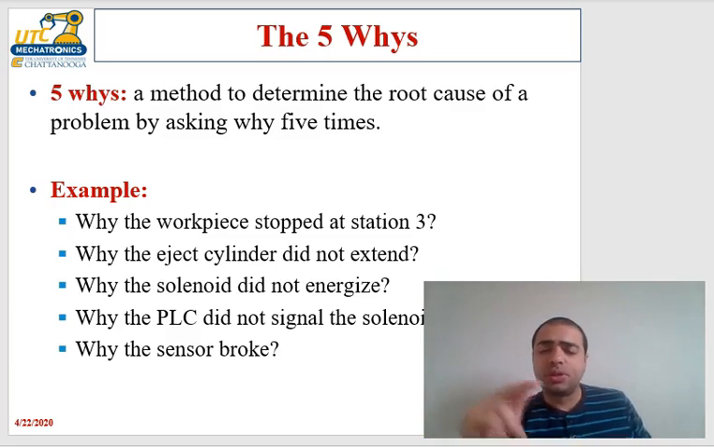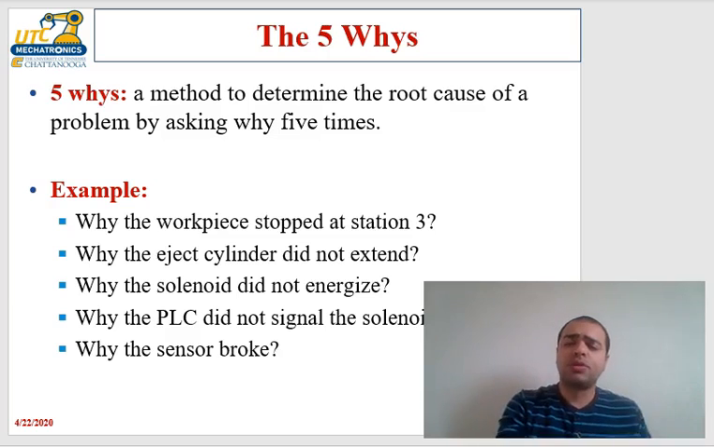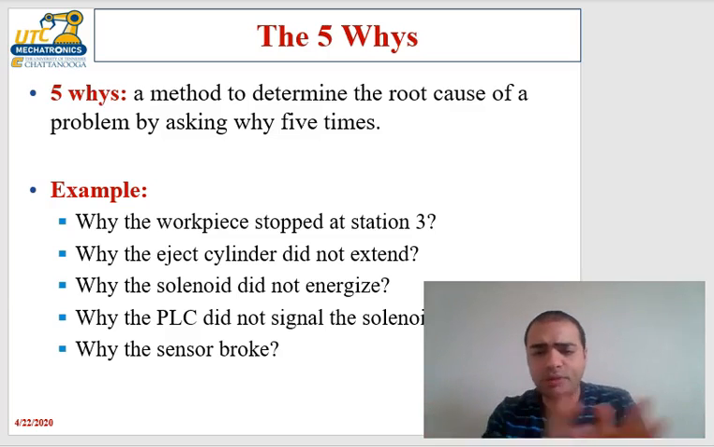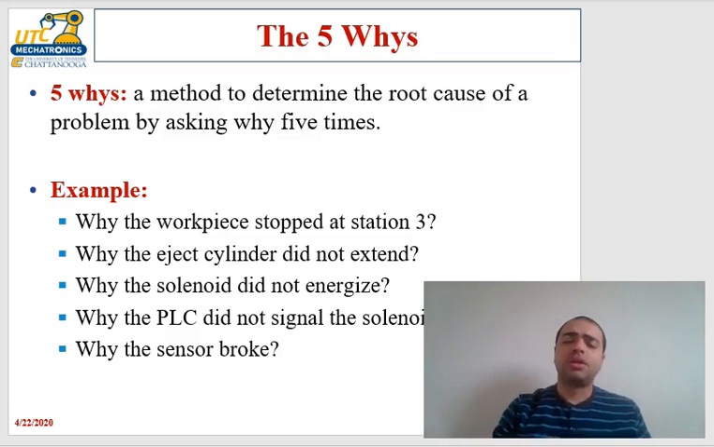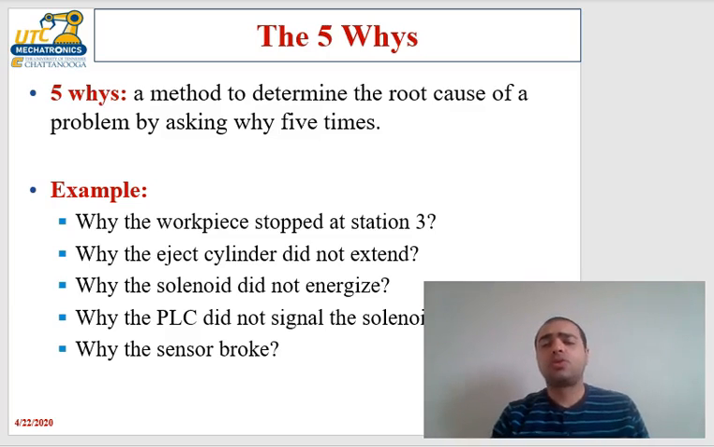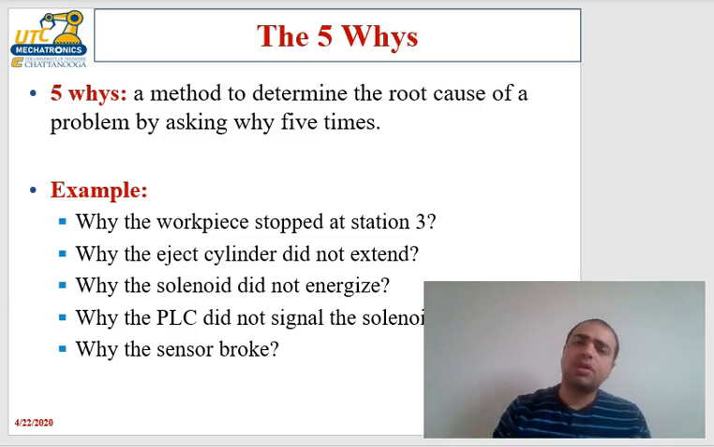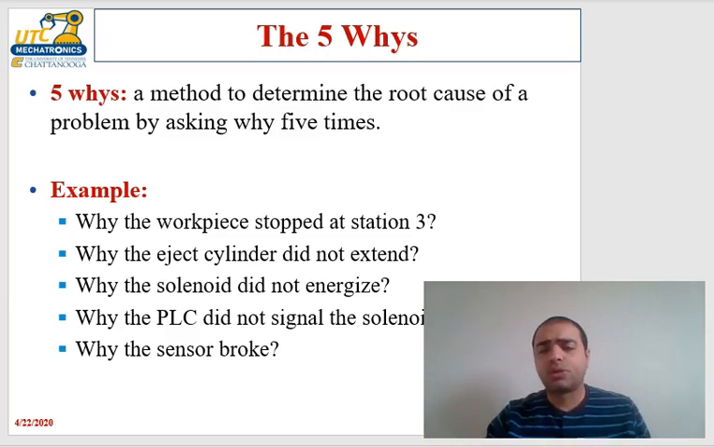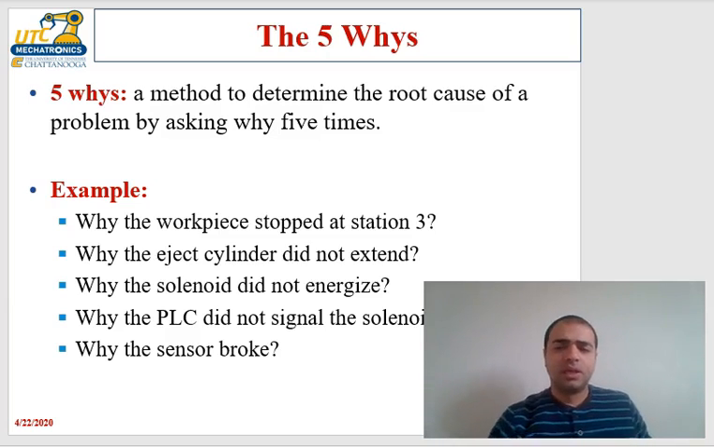Because the eject cylinder did not extend. The eject cylinder, which basically transports the workpiece from one place to another, did not extend. Why did it not extend? Because the solenoid did not energize. Why did the solenoid not energize? Because the PLC did not send the signal to the solenoid. Why did the PLC not send the signal to the solenoid? Because it didn't receive a signal from the sensor. And why did the sensor not send the signal to the PLC? Because the sensor has no power, for instance. Okay? So that's the 5 whys.